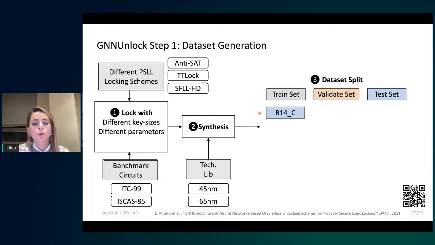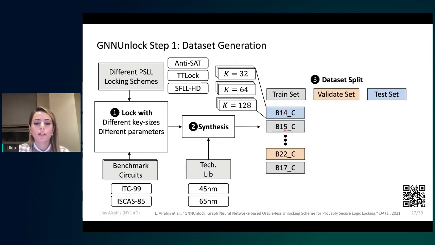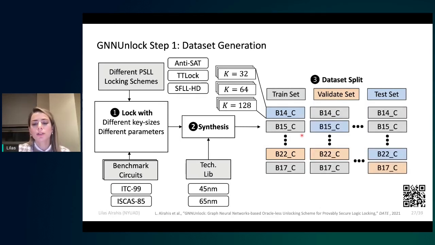Now, assuming I want to attack this B14 benchmark from ITC99, we lock it, as I mentioned, using these different locking schemes and different key sizes. So we will generate more than one locked version of this B14. And then we train, you see the training set is highlighted in green, on the rest of the benchmarks in the ITC benchmark suite. And then we can also take one circuit out for validation. So the circuit we are attacking is never seen during training. We always leave one circuit out when we are performing the evaluation of our attack.